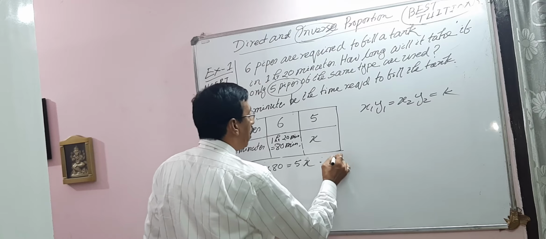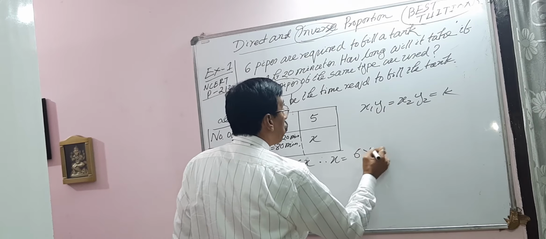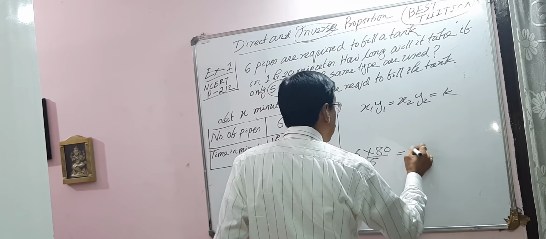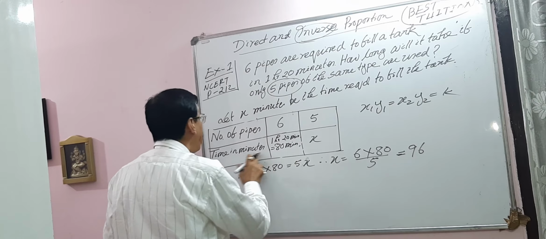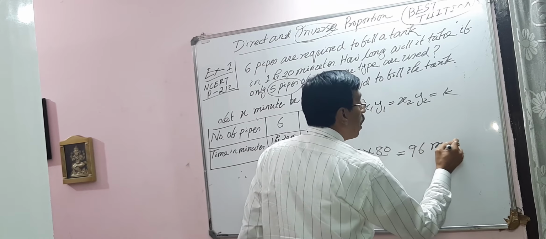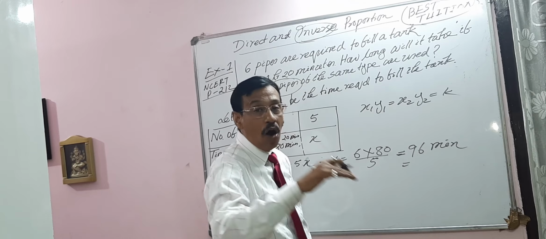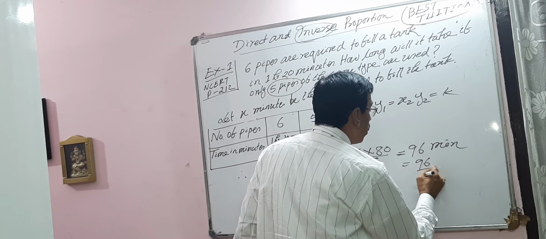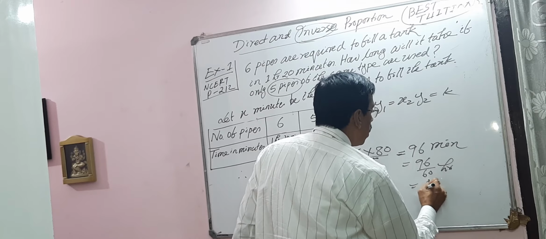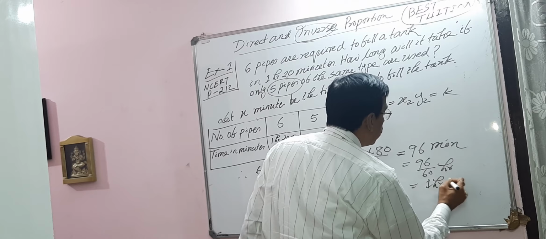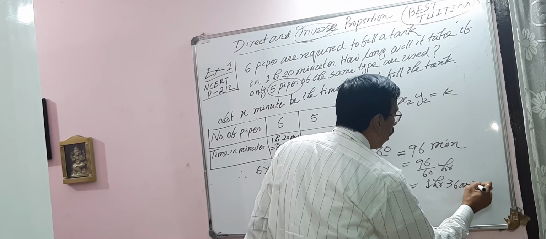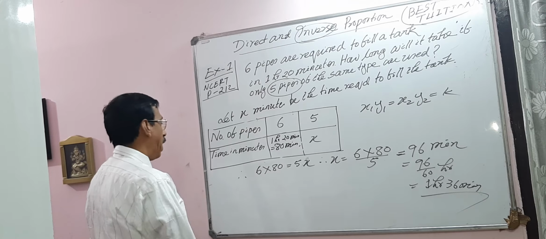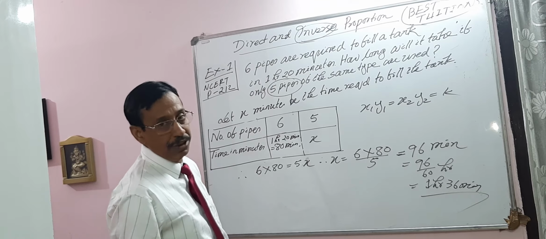Therefore x is equal to how much? 6 into 80 divided by 5. If you reduce it, you will get 96 minutes. So I am writing here it is minutes. Convert into hours. What will you do? You have to divide by 60. How much is the remaining? 36. So 1 hour 36 minutes is the time required to fill the tank. Okay, this is your answer.